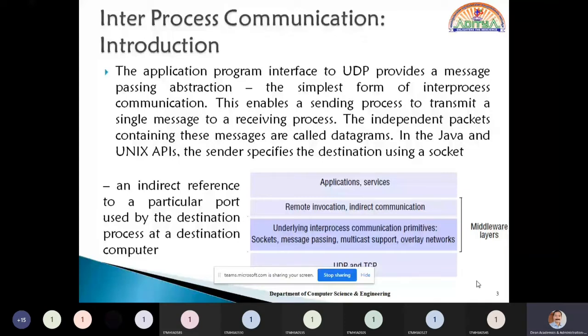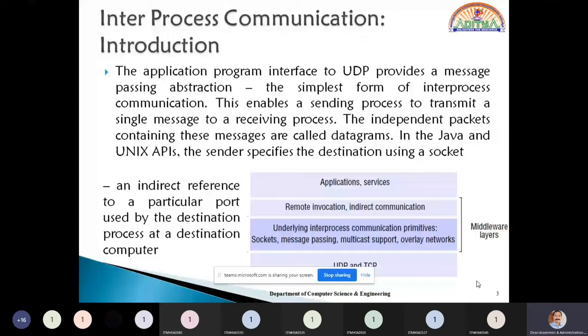In Java and Unix application program interfaces, the sender specifies the destination using a socket. When the sender wants to communicate with the receiver, or the client wants to communicate with the server, the client or the sender will specify the destination with which it wants to communicate. As a part of that socket communication, there will be an indirect reference to a particular port, the port with which you want to communicate.